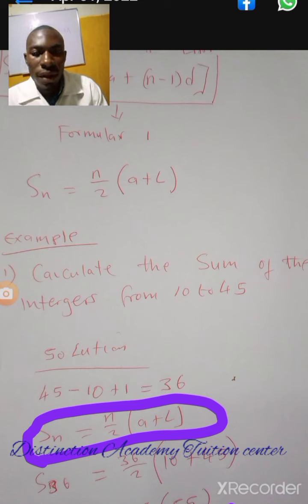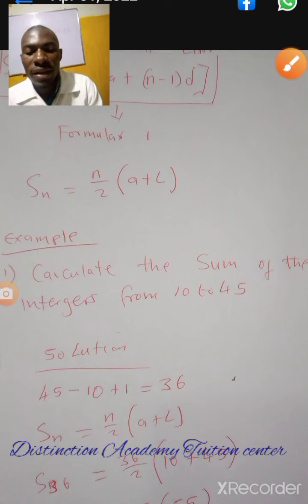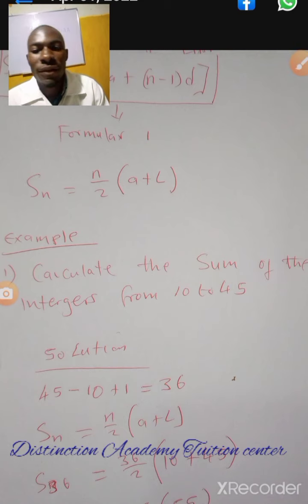So 36 divided by 2, you're going to have 18. So 18 times 55, you're going to have 990. So 990 is your sum of the 36 terms.